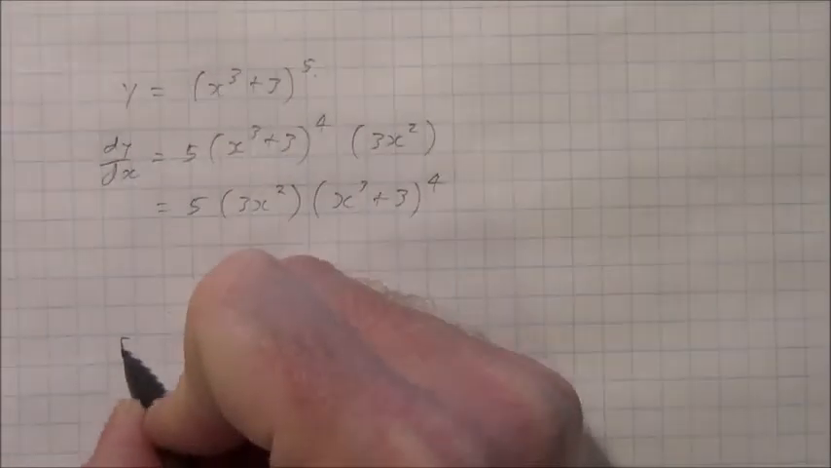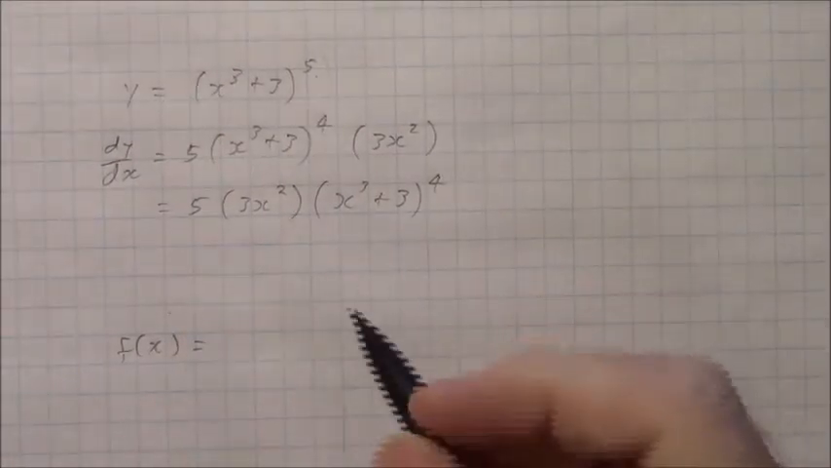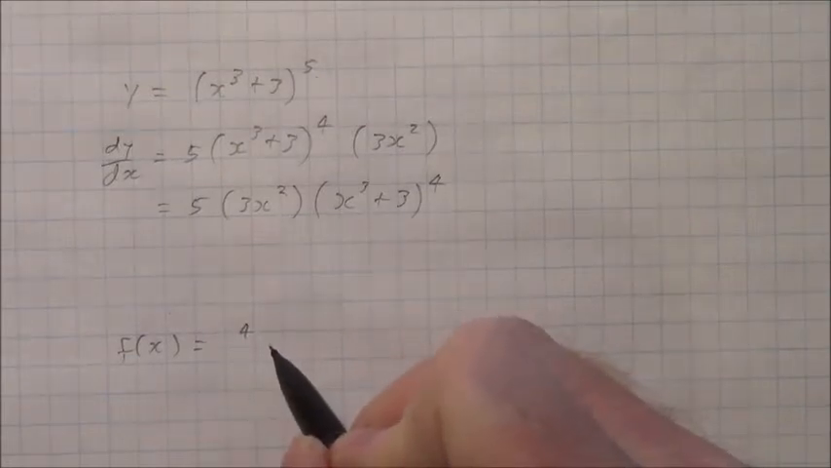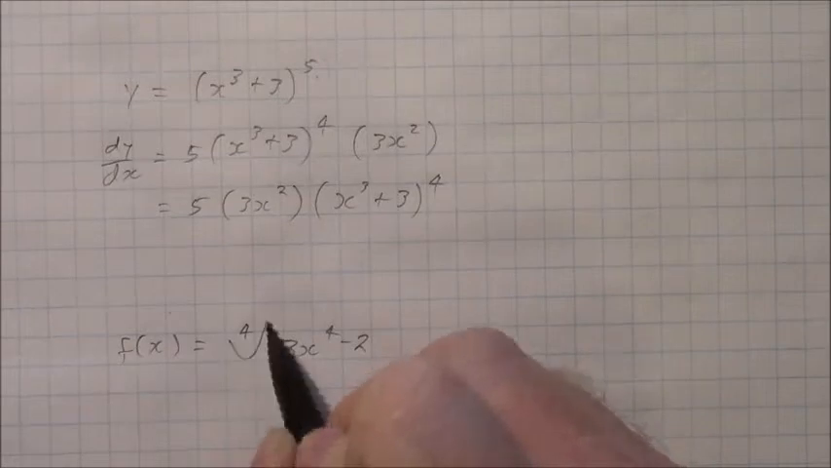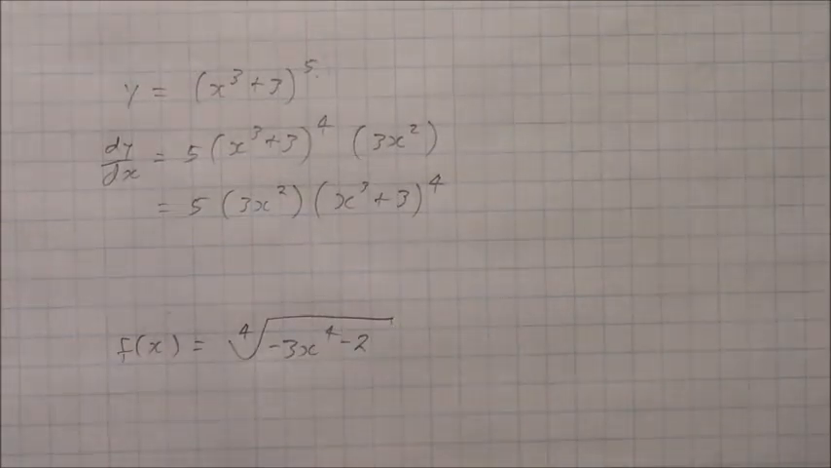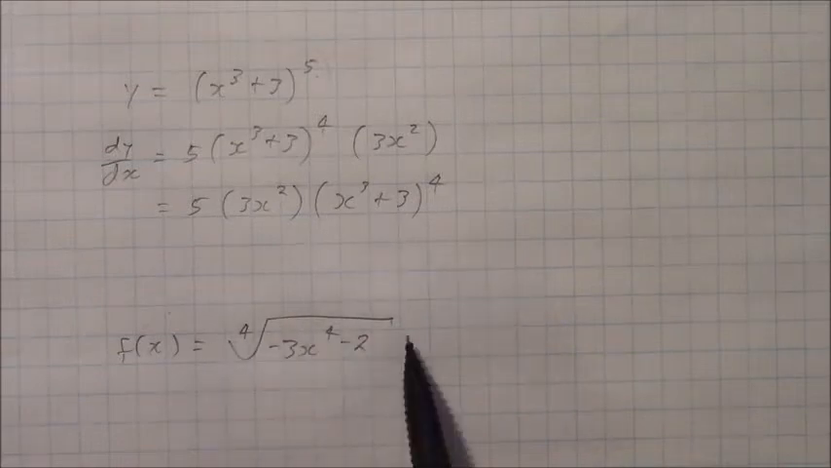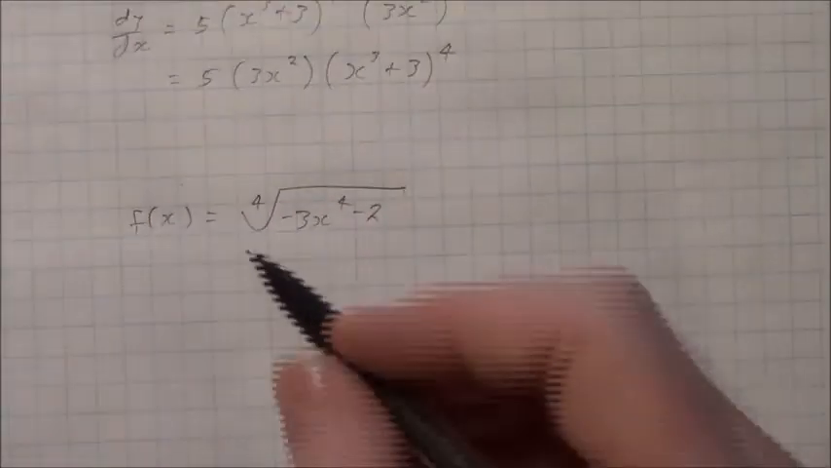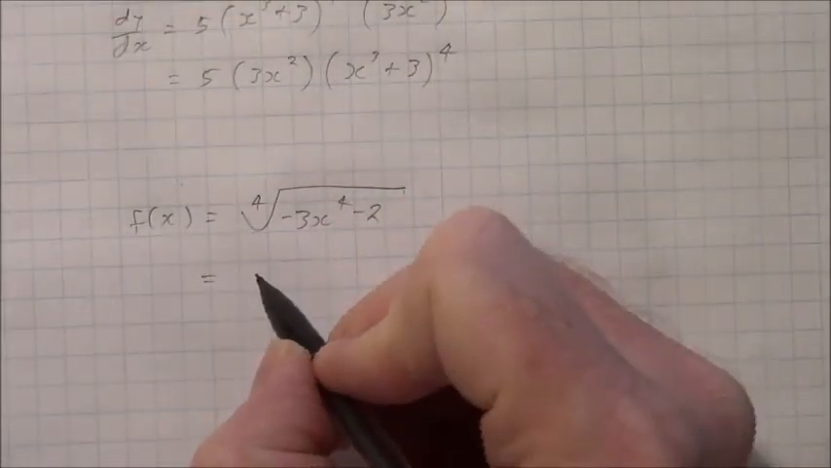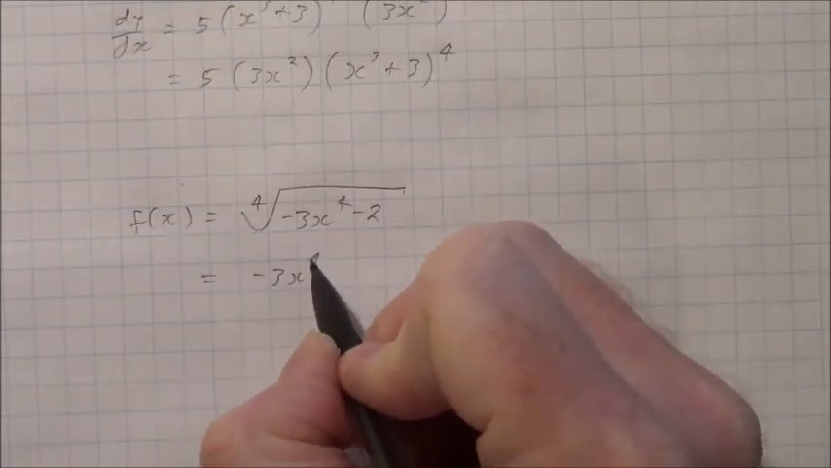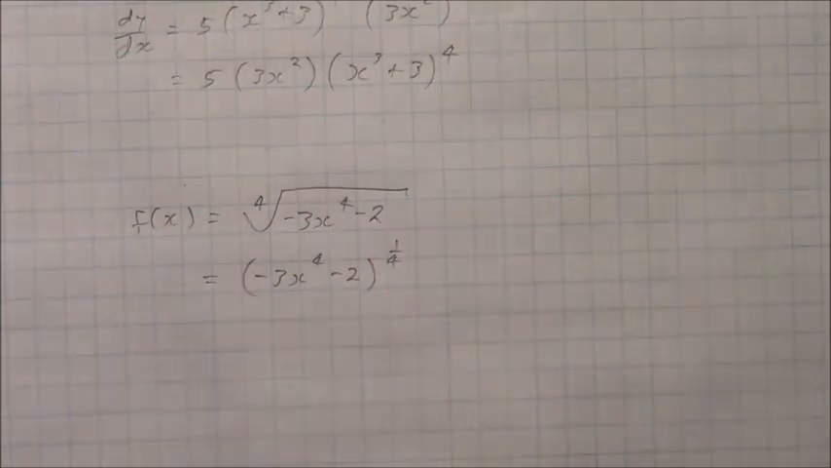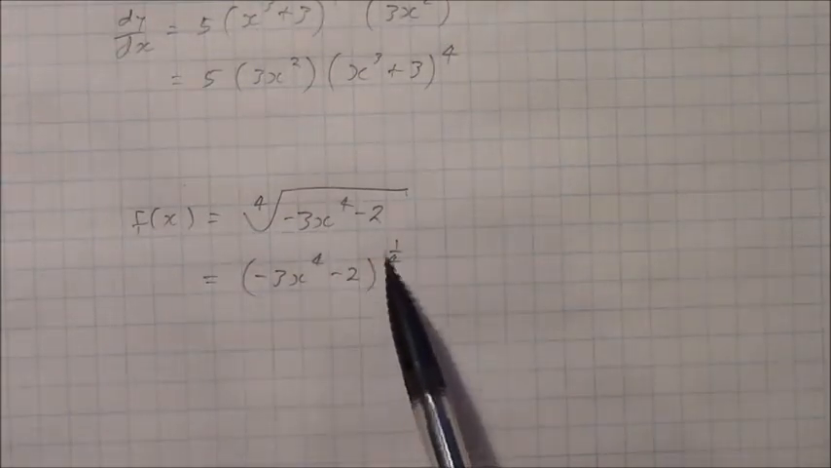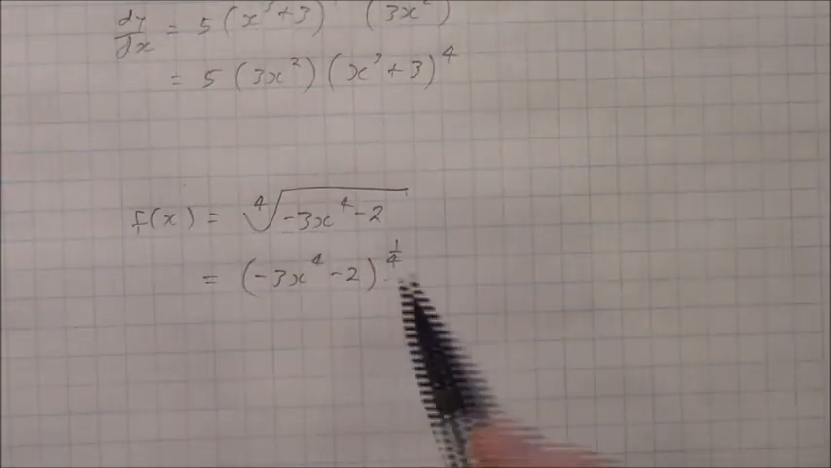So we've got f of x, that's the fourth root of 3x to the power 4 minus 2. So before I take the derivative of this, I'm going to change this fourth root into a power. So I'm going to say that's (3x to the power 4 minus 2) to the power 1/4. Now I'll be able to differentiate that a little bit easier.